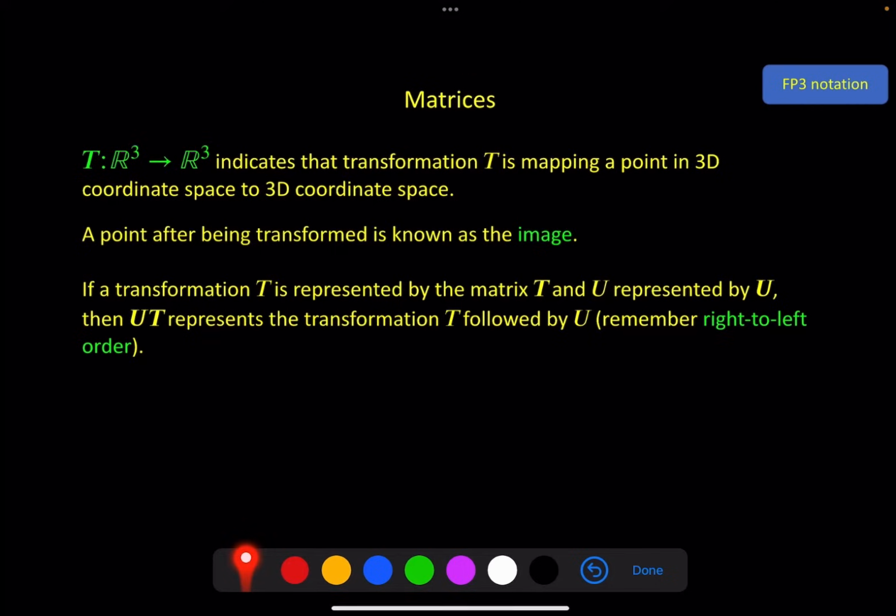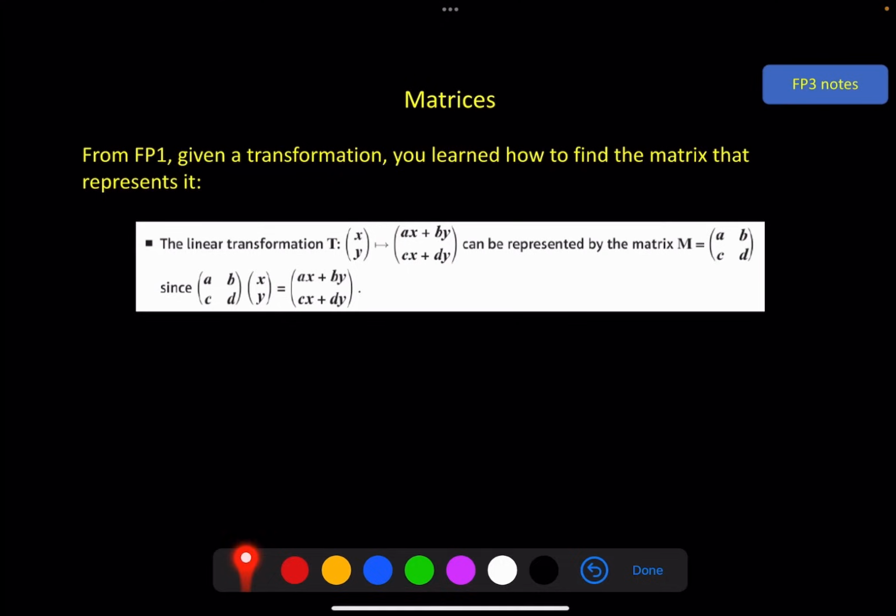The last thing you need to remember is that the transformation T, in bold here, and the transformation U, in bold here, these bold ones are the matrices representing those transformations. If you want to do UT, that means the transformation T first happens, and then the transformation U happens afterwards. So remember, when you apply this to a matrix, it's the one on the right that happens first. Okay, that's enough to get us started.